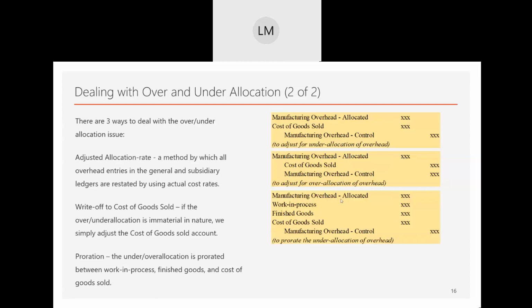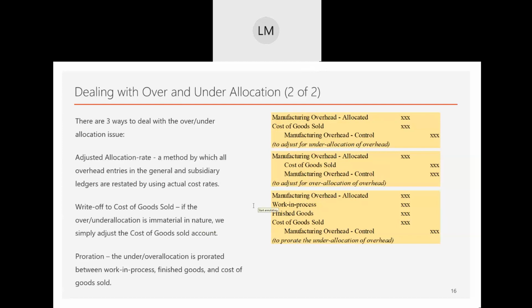Now, if I'm going to prorate this, I'm going to prorate it between work in process, finished goods, and cost of goods sold. Now I can do this either with the unadjusted ending balances in work in process, finished goods, or cost of goods sold, or I can do this with the amount of manufacturing overhead allocated in work in process, finished goods, and cost of goods sold. So for example, let's just give an example here, and let me find this here.